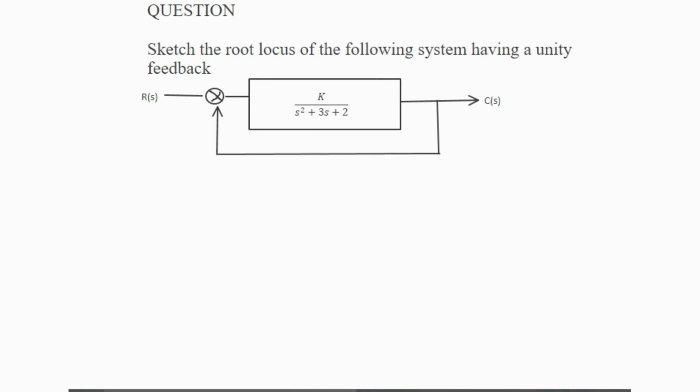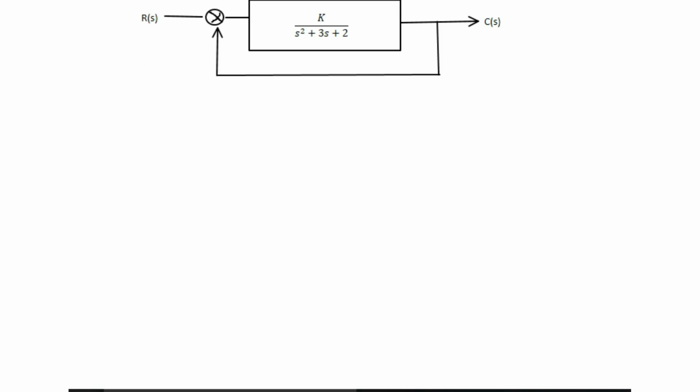Good day everyone, welcome to Smart Book Guides tutorial. In this tutorial we are asked to solve the root locus of the following system having a unity feedback. From the system we have G(s) equal to K over s squared plus 3s plus 2, and our unity feedback H(s) equal to 1.